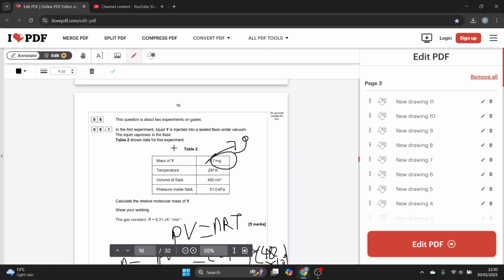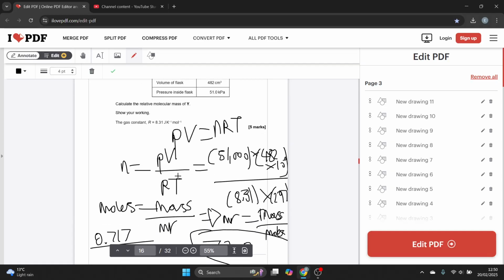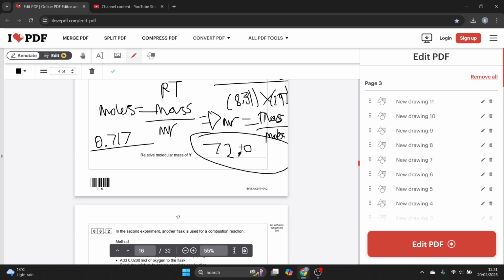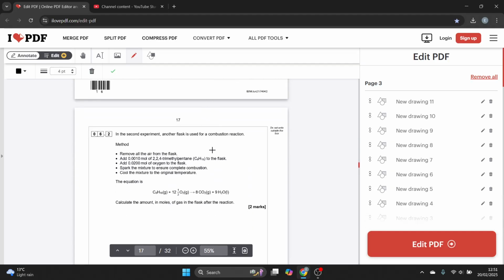And you can use PV equals nRT, use the correct units, then moles is mass over Mr. And then yeah, you get 72.0 to 3 significant figures at least.